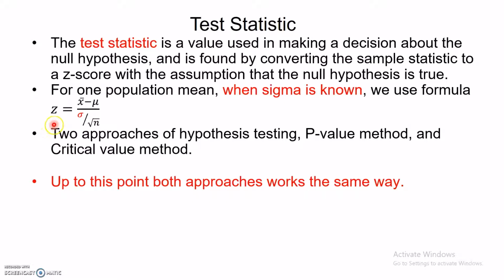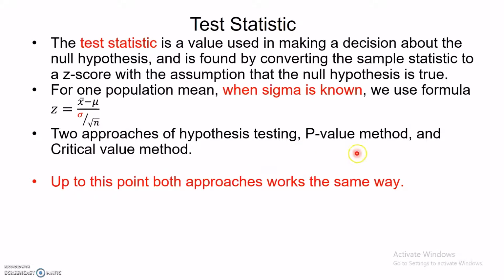Let me repeat what you do. First of all, you write the null hypothesis, you write the alternative hypothesis, you decide the confidence level, and you decide the type of test. And then you find the test statistic. Up to this point, we have the same thing. But from here on, the two approaches come into existence.